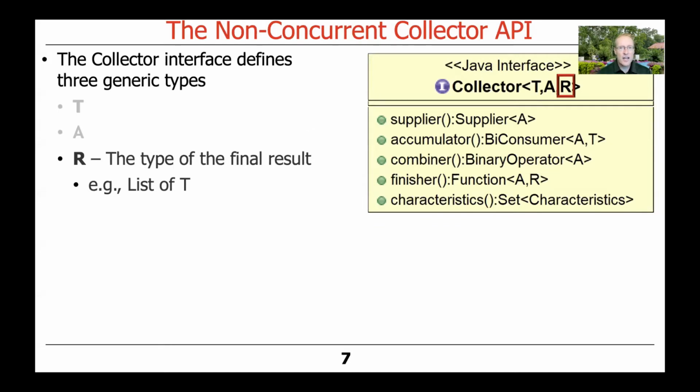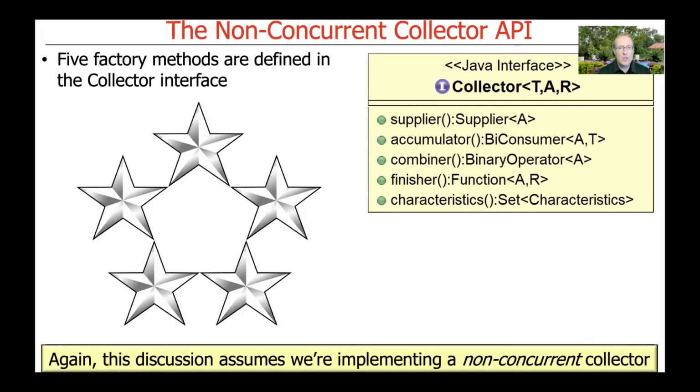And then the third type is R, which stands for the result type. So this is what's going to be returned by the collector after it's done collecting everything up into the mutable result container. And again, commonly, though not always, that type is a list of T. We'll see later that there are other kinds of types you can have that are much more interesting than lists of T, but a list of T is a very common thing to have. You could also, of course, have a set or a map and so on. So that's basically the overview of what the generic parameters mean.